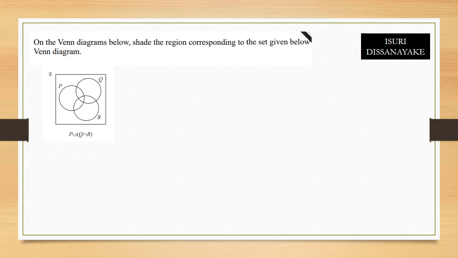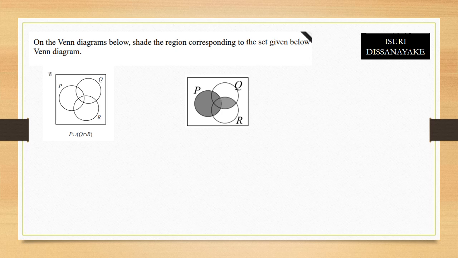You again have to shade the regions. P union Q intersect R. So you have to first find the part which is the intersection of Q and R. Shade that. Union means all. Shade what? P. So shade everything in P, and also shade Q intersection R.